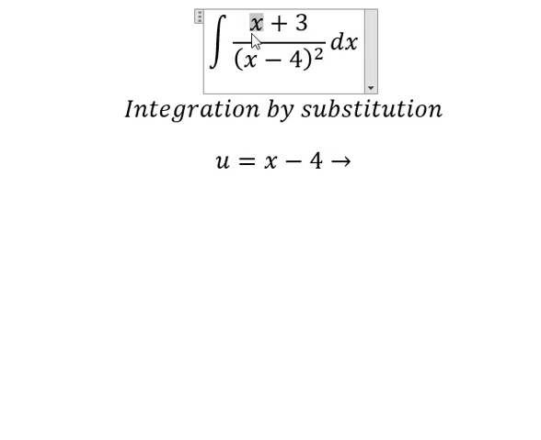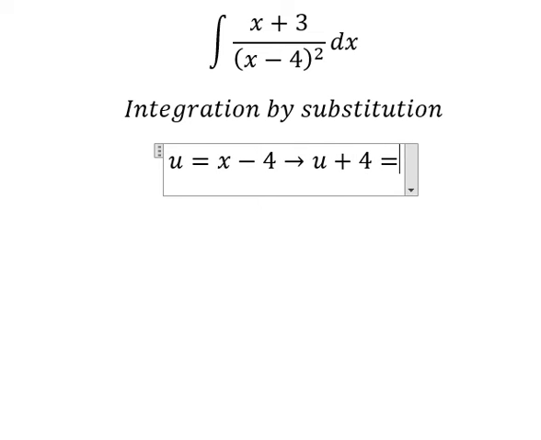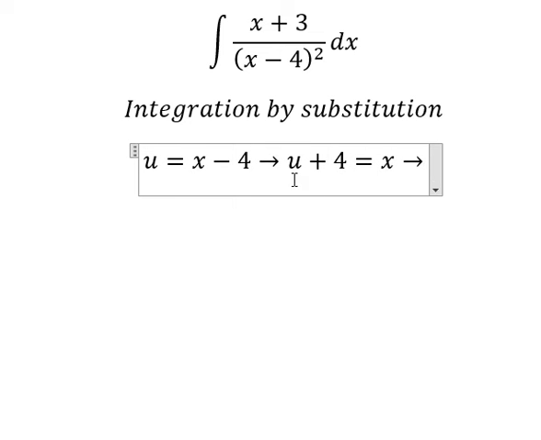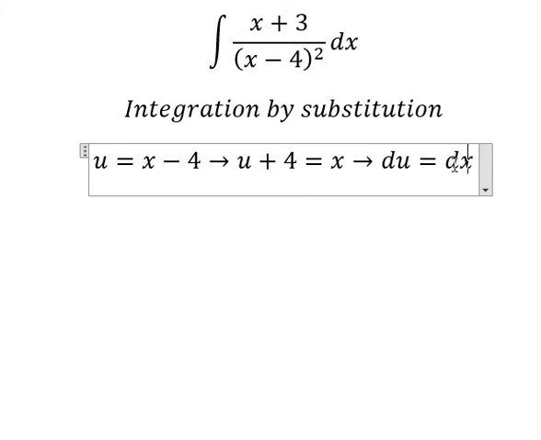Because we still have x, I need to move the negative 4 to the left, and we have u plus 4 equals x. Later, we take the first derivative of both sides. The first derivative of u is 1. The first derivative of 4 is a constant, so you get 0. So we have du, and this one we have dx.